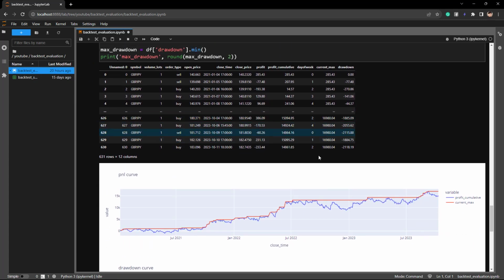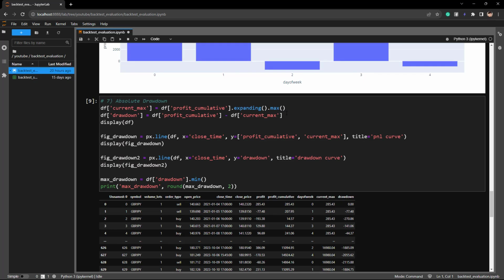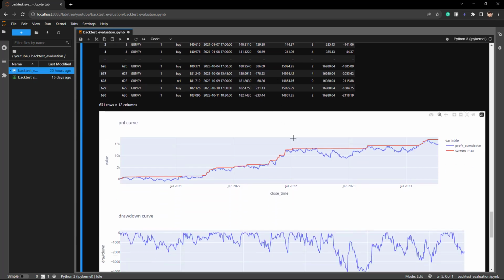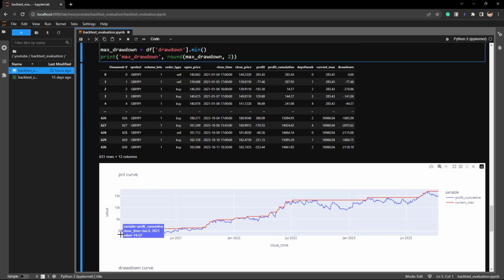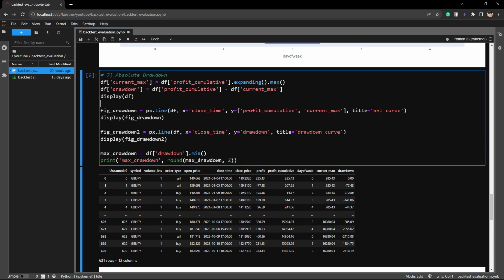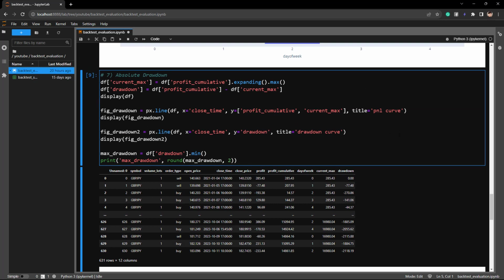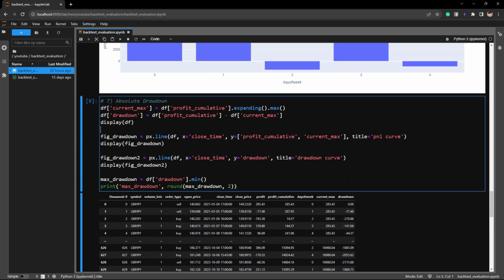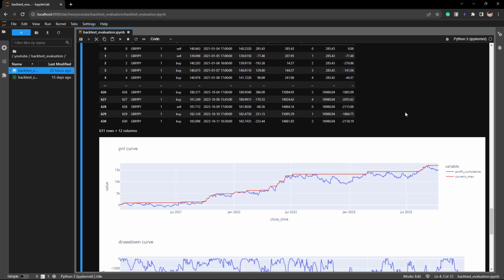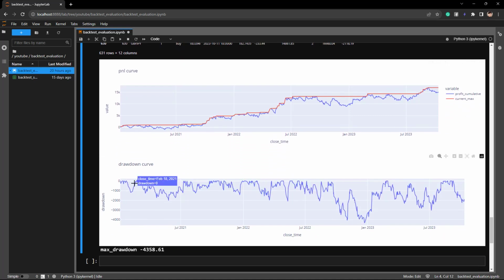So if you look at this chart, the current max that we've calculated in the first line here is represented in this red curve here. So we see that this red curve always represents the maximum achieved balance up to that point, which is what expanding and max does. And the formula for drawdown is very simple. So we would just take the cumulative profit that we've calculated and subtract the current maximum. So if we scroll down here, this is the drawdown curve.